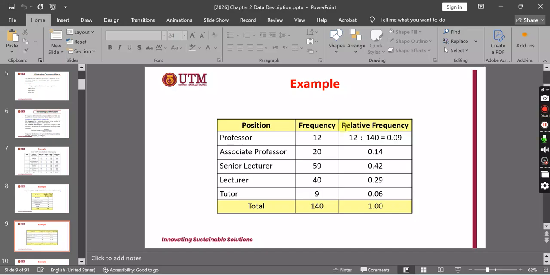So the sum of the relative frequencies, 0.09 plus 0.14, 0.42, 0.29, 0.06, must always be equal to 1. Okay, for your double check, after you find the relative frequency, it must be equal to 1 when you sum all of them.